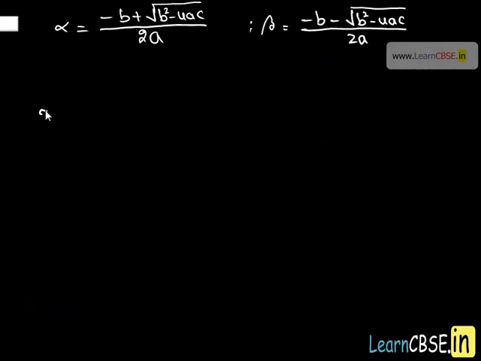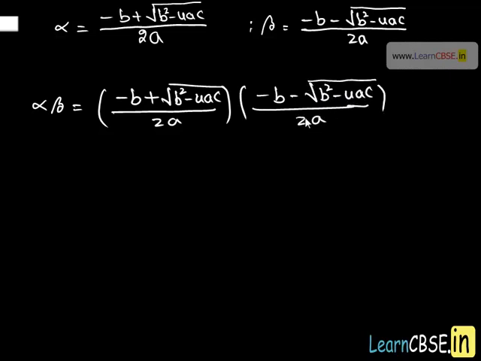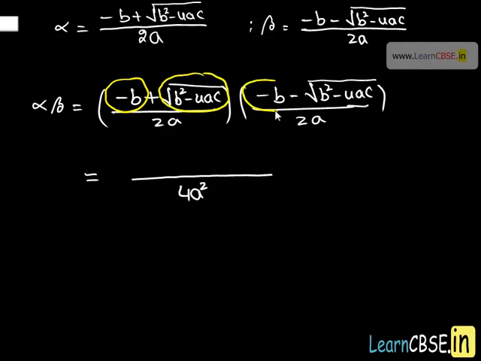Now let us find the product of the roots, that is alpha times beta, which is negative b plus under root b square minus 4ac upon 2a times negative b minus under root b square minus 4ac upon 2a. In fractions, the product of two fractions is the product of the numerators divided by the product of their denominators. Therefore, in the denominator we have 2a times 2a, which is 4a square.